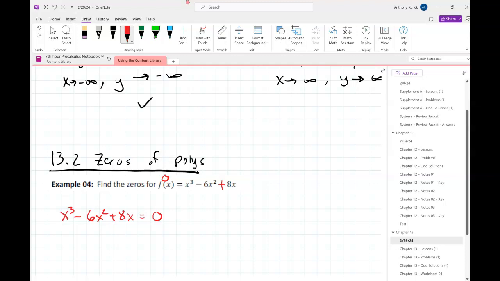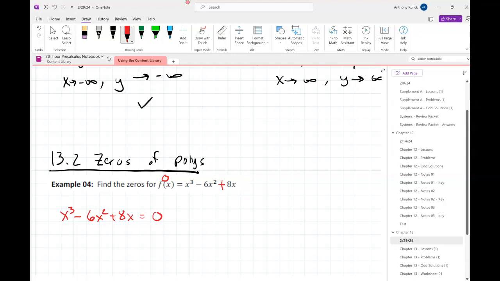All right. So to solve a polynomial, the first thing I want to check for is a greatest common factor. Look at the terms of this polynomial, x cubed, 6x squared, and 8x. Is there a common factor amongst those three terms? Is there something in common? Is there a factor in common with all of those?